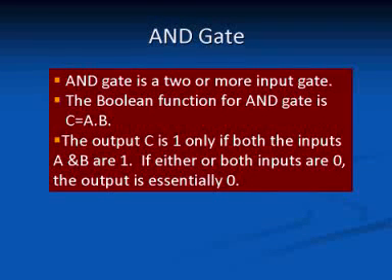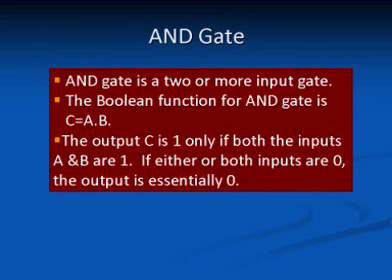Next is the AND gate. AND gate is a 2 or more inputs gate. The Boolean function for AND gate is C equal to A into B. The characteristic feature of AND gate is that the output C is 1 only when both the inputs A and B are 1. If either or both inputs are 0, the output is essentially 0.